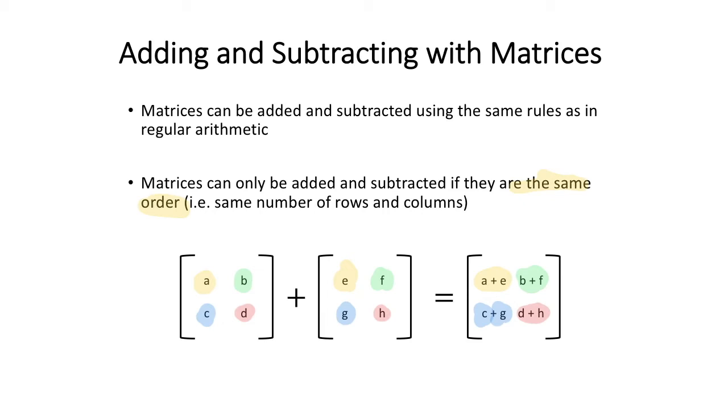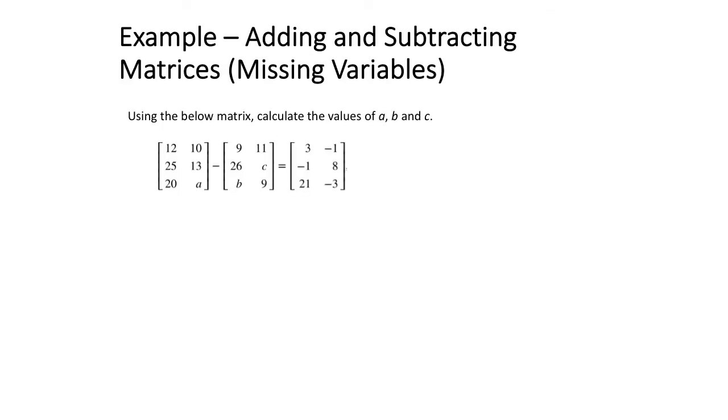So let's now have a look at an example of how we can use this process to be able to calculate some missing variables. So in the example, we want to be able to calculate the values of A, B, and C. And you can see that those A, B, and C values are within our original matrices, and that we are subtracting those matrices to get our final answer. So to be able to calculate our values of the missing variables, we can work backwards from the final matrix to be able to work out what those variables are going to be.